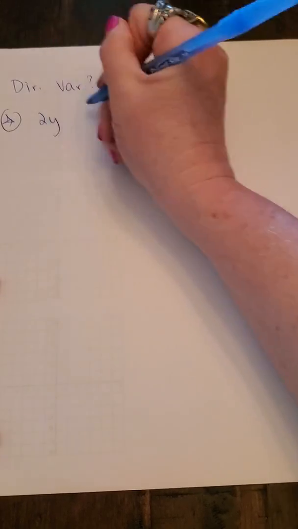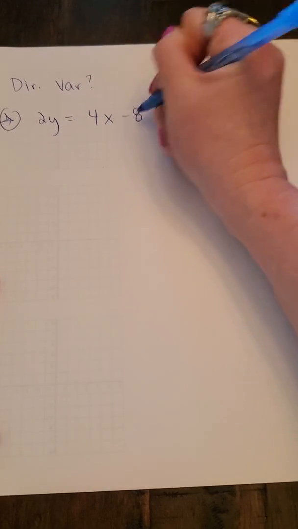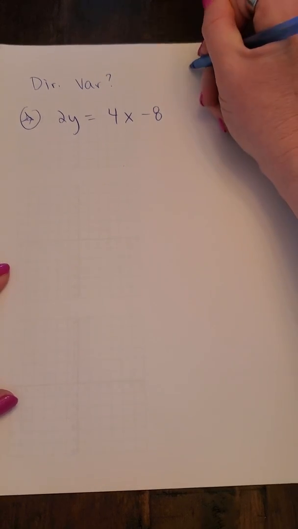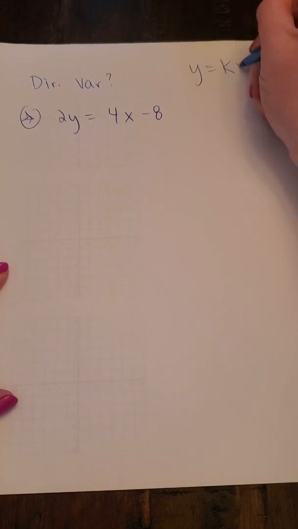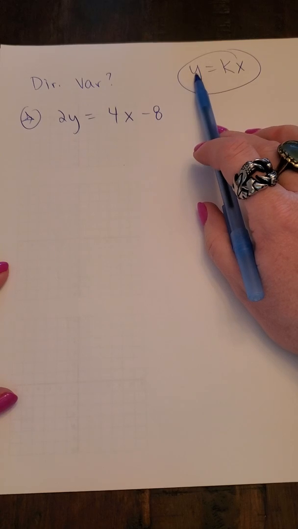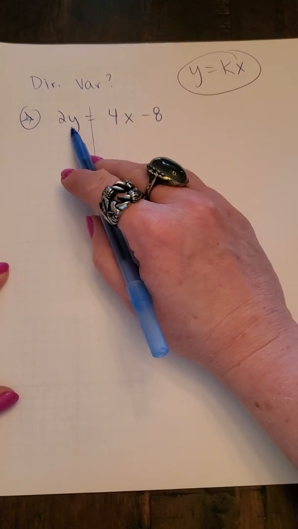All right, so this is very similar to what we just did, but it's going to be a little bit more complicated. Okay, here is a formula, and is this a direct variation? Well, the problem is you need to have it be in y equal to kx format. So that is the most important format. So we need to solve for y. We need it to say y equals. So right here, I'm going to try and get y alone.